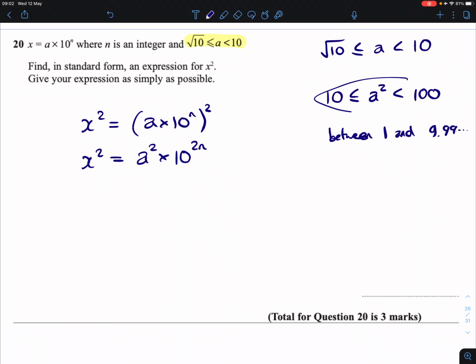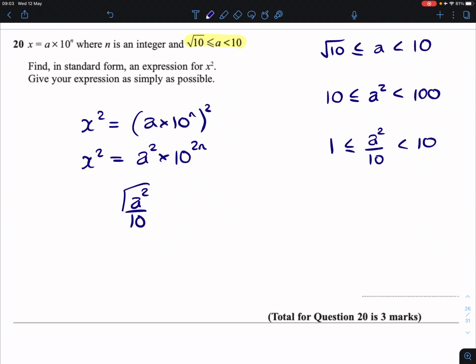So we've got to change the size of a squared in order to bring it in line. Now how we go about doing that is that we divide everything by 10. If I divide a squared by 10, what that does is that I divide this by 10, which becomes 1, and I divide this by 10, which becomes 10. So suddenly, the size of it is in standard form. So if I divide this by 10, it makes this number acceptable.